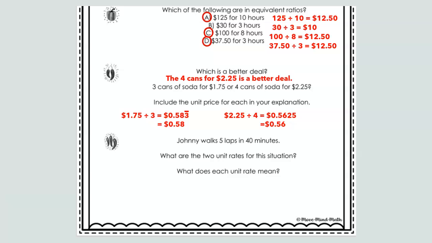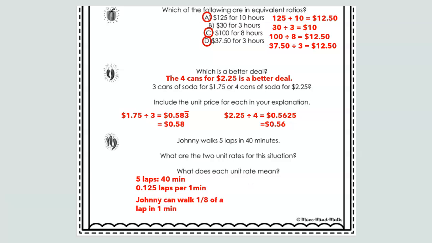Johnny walks 5 laps in 40 minutes. What are the 2 unit rates for this situation? And what does each unit rate mean? Well, first we can set up 5 laps in 40 minutes, which means we're dividing both numbers by 40. That is 0.125 or 125 thousandths of a lap per 1 minute. This is also equal to the fraction 1/8, so 1/8 of a lap per 1 minute.